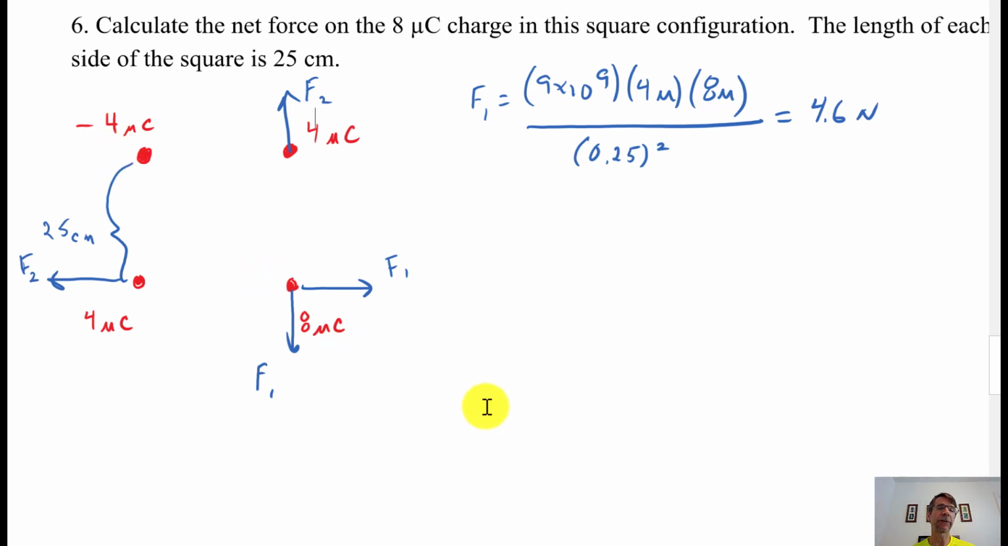Now the thing is, this is the 4 and the 8, but they're further apart. And they attract each other. Well, that really doesn't matter too much, but let me draw attraction here. So they attract each other along that diagonal. So those are going to be different. I'm going to call those F3 and F4. I need to know that distance.